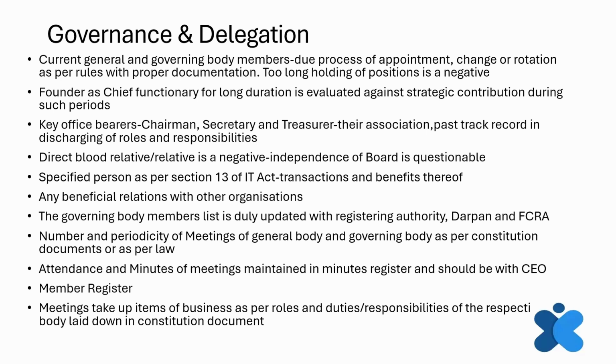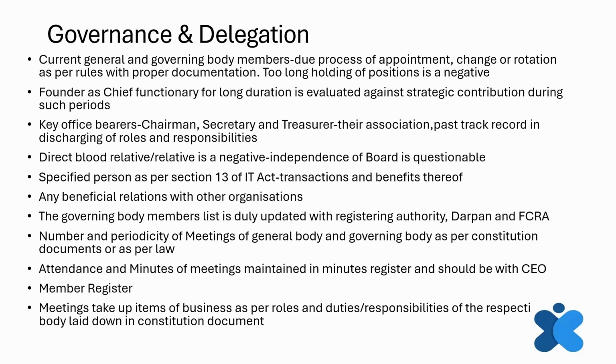Now, specified persons, again, as per Section 13 of the Income Tax Act: what are the transactions and what is the kind of benefits that the Section 13 persons are taking? These would include the founders, the settlers, the relatives of the founder settler, and even people who are managing the affairs of the organization. The Income Tax Act specifies, and you all know, that these are called specified persons, and you will have to make a report for these people.